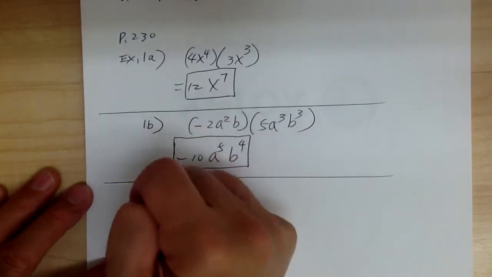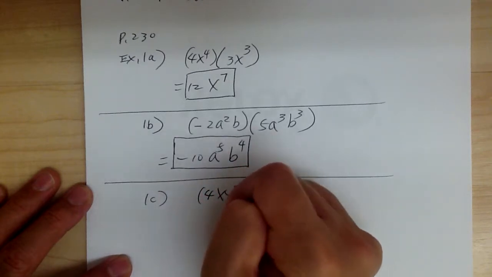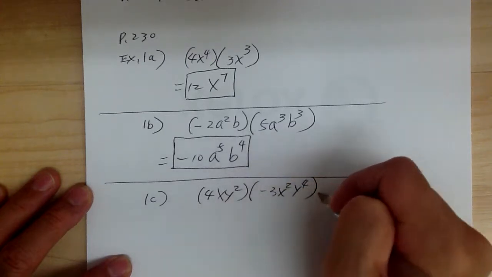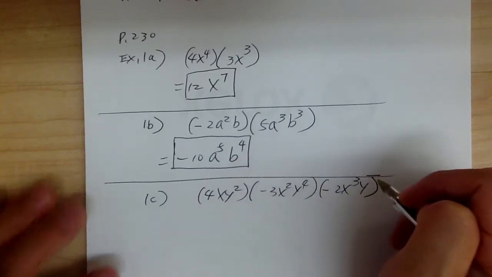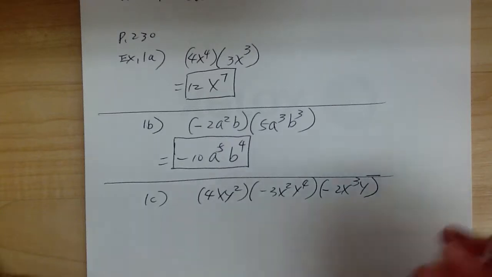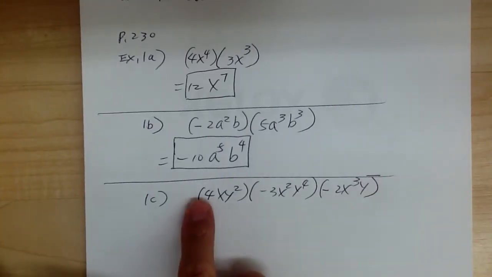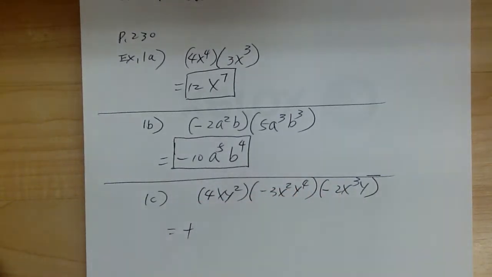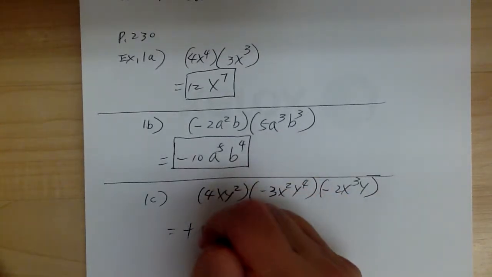Okay, let's go to example 1C. You have 4xy squared times negative 3x squared y to the 4 times negative 2x to the 3 y. Now you have to multiply. When you have a lot of stuff, it's better to just separate each part. First, let's take care of the sign. Positive, negative, negative. Two negatives make a positive, so this will be positive. Next, let's do the numbers. 4 times 3 is 12, times 2 is 24.